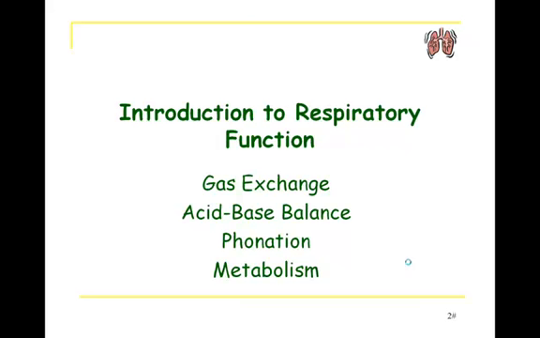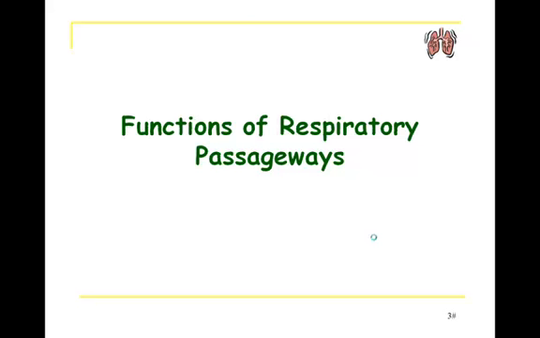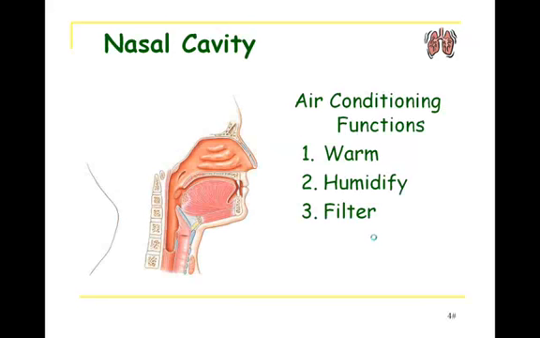What we're going to start with, though, is going into parts of your respiratory passageways and looking at their functions. So I'm going to start off in the nasal cavity. If you look at this section of someone's nasal cavity, the nasal cavity has what we call air conditioning functions. The mucosa that lines the nasal cavity, the turbinates or the nasal conchae, which you see right here, and the hairs in your nasal cavity all serve a function which includes warming the air, humidification of the air, and filtering of that air.